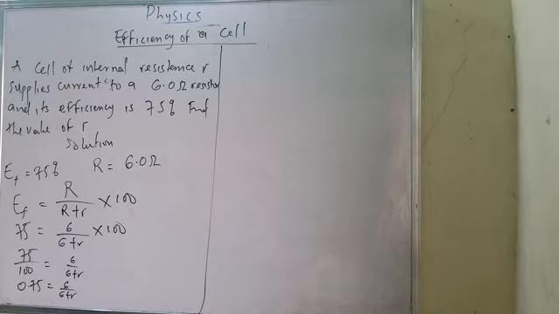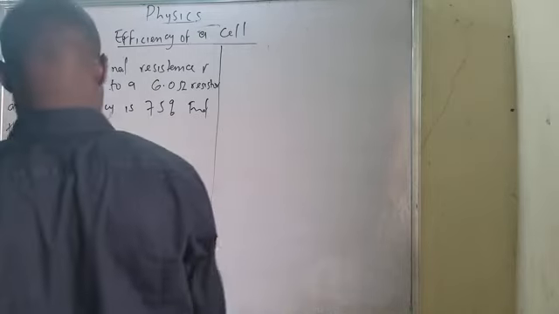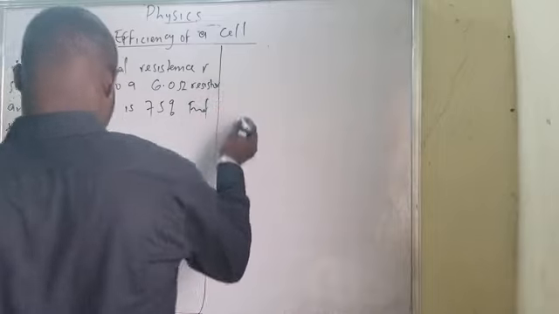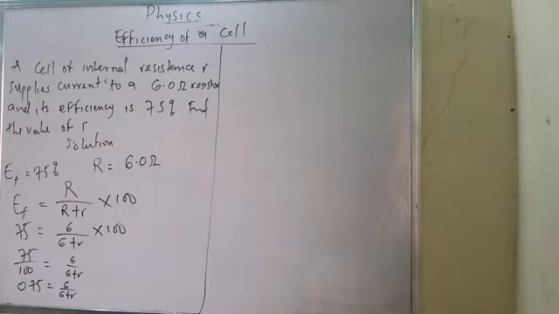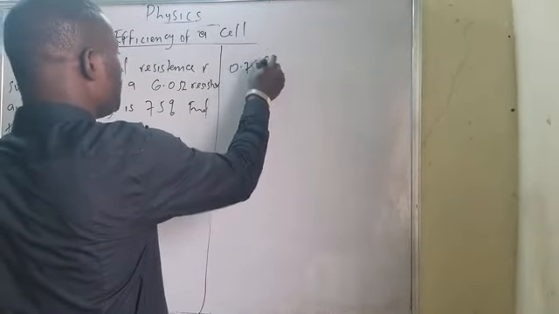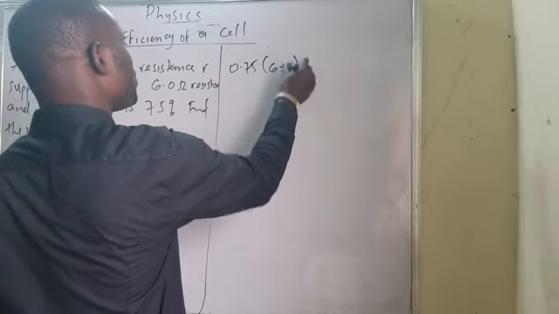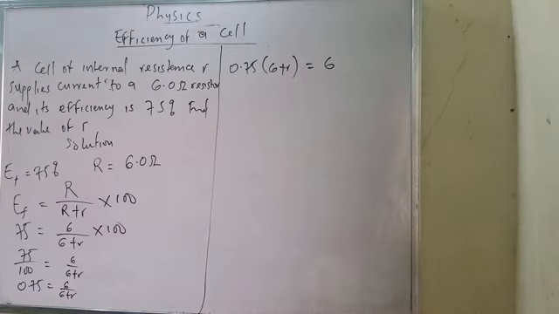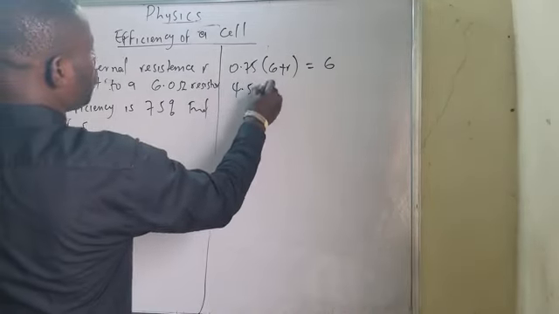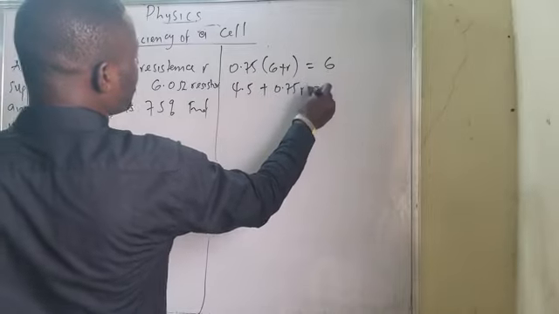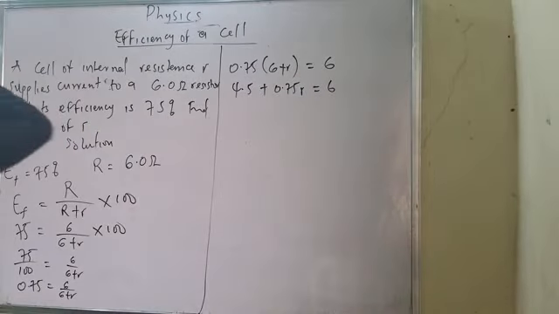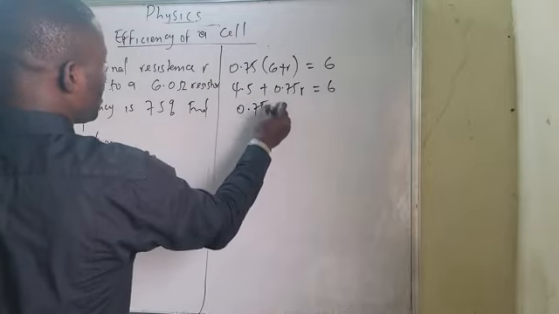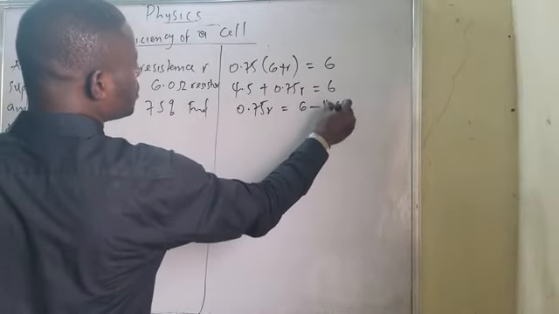Now, can you see that it's moving to where I will get my answer, which is to cross multiply. We know what is called multiply in mathematics, which is 0.75 bracket 6 plus r equals to 6. If I open brackets, I will have 4.5 plus 0.75 r equals to 6. If I collect like terms, 0.75 r equals to 6 minus 4.5.